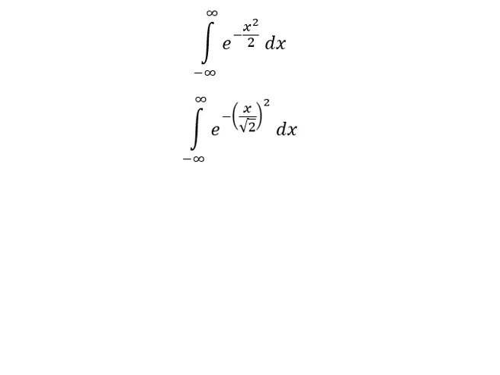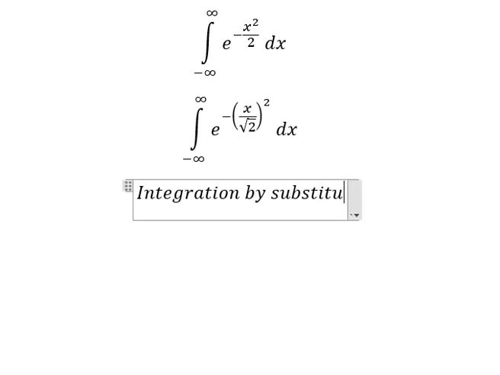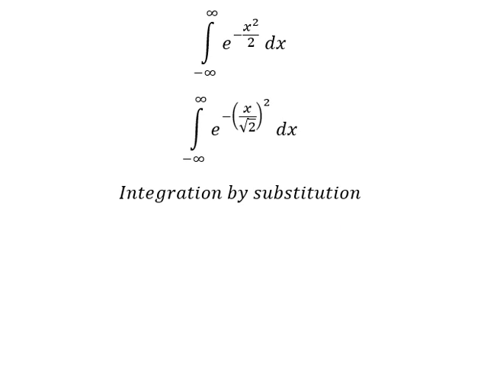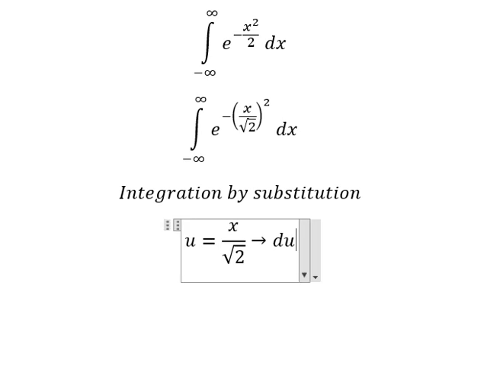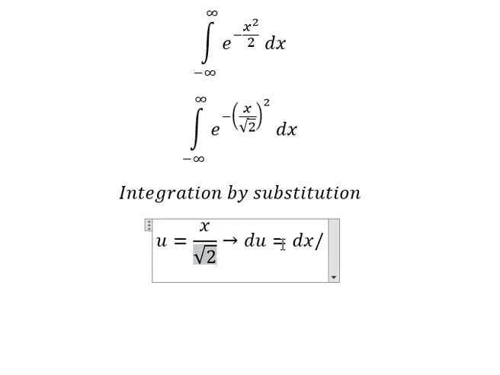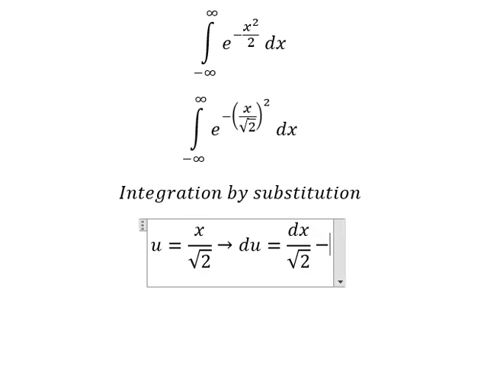Next, we can use integration by substitution. So I will put u equals this one. We need to first take the derivative of both sides. Because we don't have the square root of 2 in here, I will move this one to the left.